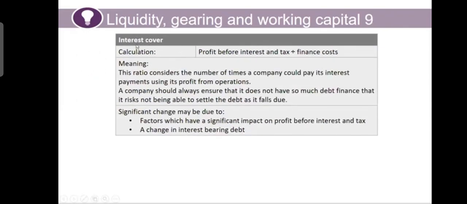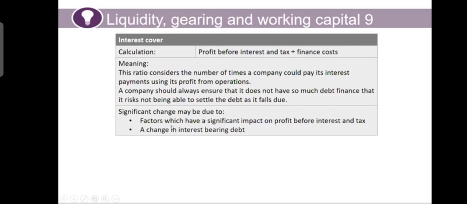Then you have interest cover ratio. Interest cover ratio tells you how much your profits are in relation to your interest expense. So what is your profit? Your profit is $10,000 and your interest is $1,000. So the ratio is 10. It means that your earnings are 10 times more than your interest payments. This ratio considers the number of times the company could pay its interest payments using its profit from operations. A company should always ensure that it does not have so much debt finance that it risks not being able to settle the debt as it falls due.